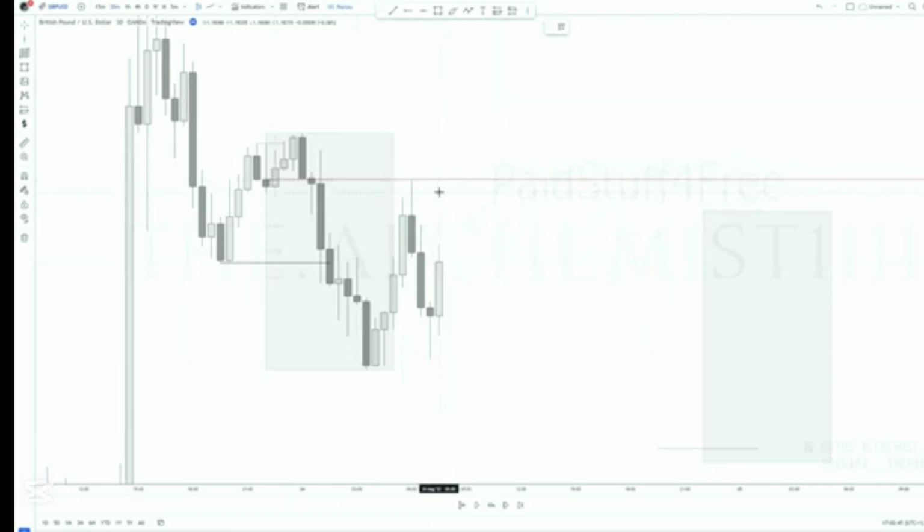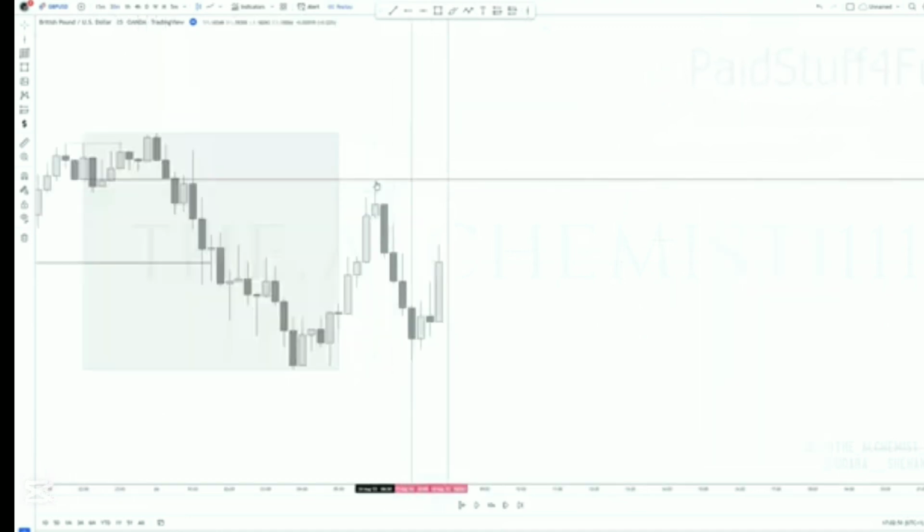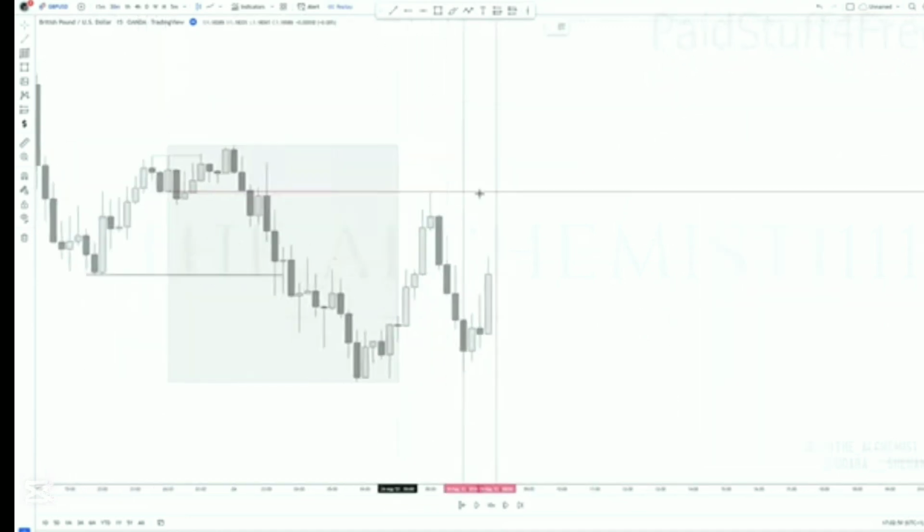London kill zone once again, or else London Open. But at what time did it come here? Not at those times of the day, right? So which means this high will once again get taken out. Can you understand that? That high will be taken out.